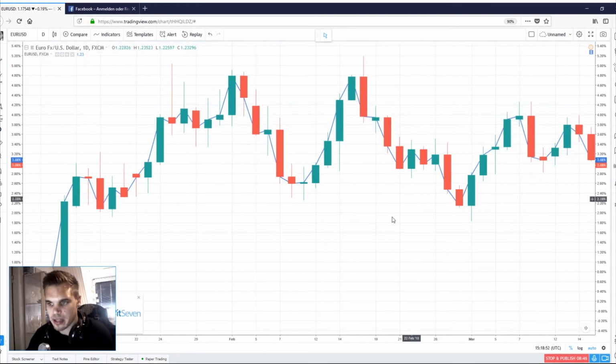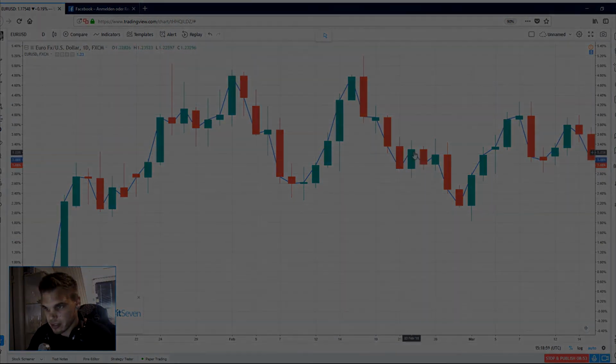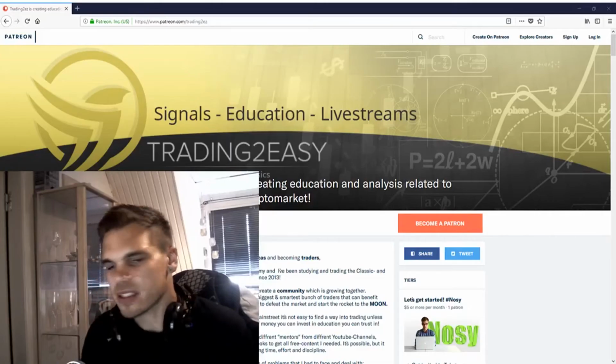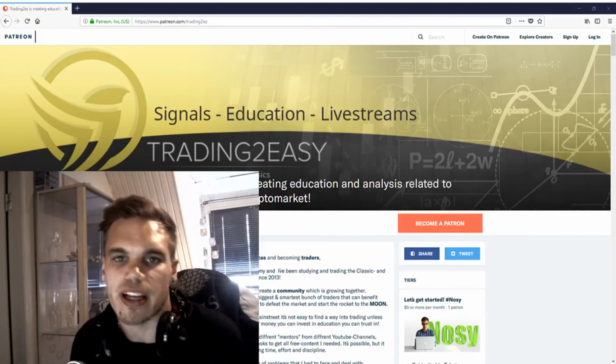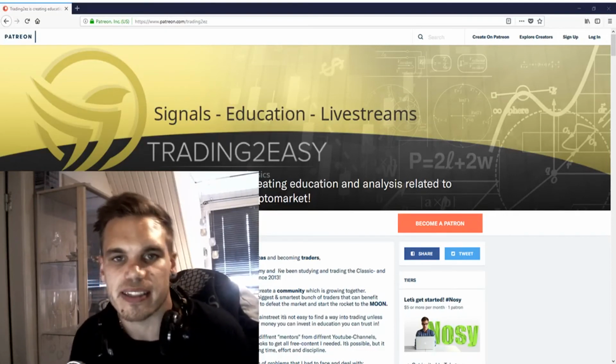So guys, I hope you understood this. I hope you got it. This is important to understand. I mean, look at this comparison. You see the difference. It's so obvious. So guys, I hope this is going to improve your trading. I hope you understand the difference between candlesticks and lines.